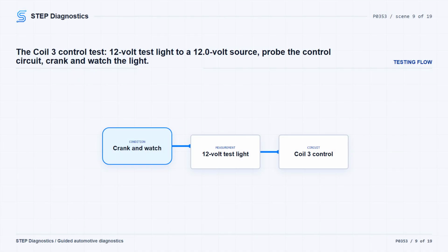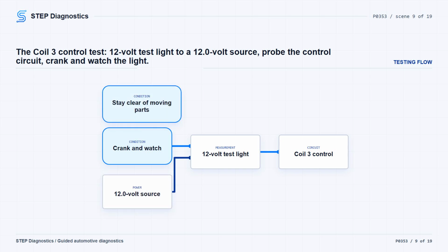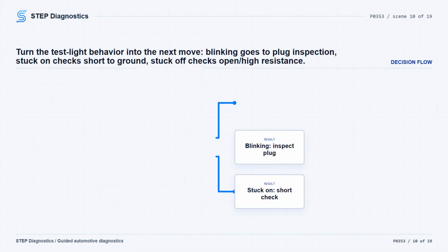If the power feed load test passes, check the coil 3 control circuit operation. Connect a 12-volt test light to a 12.0-volt source, probe the coil 3 control circuit at the ignition coil harness connector, and crank the engine for 0 seconds while watching the light. Stay clear of the fan, belts, pulleys, and loose clothing while the engine is cranking or running.